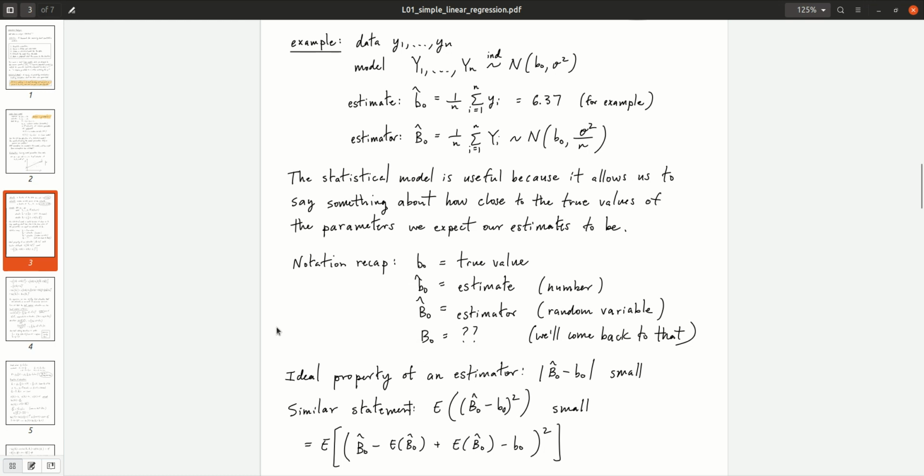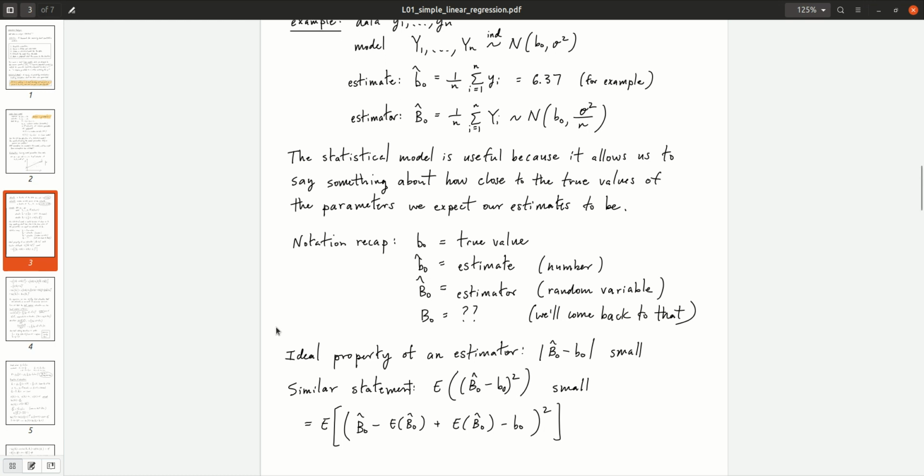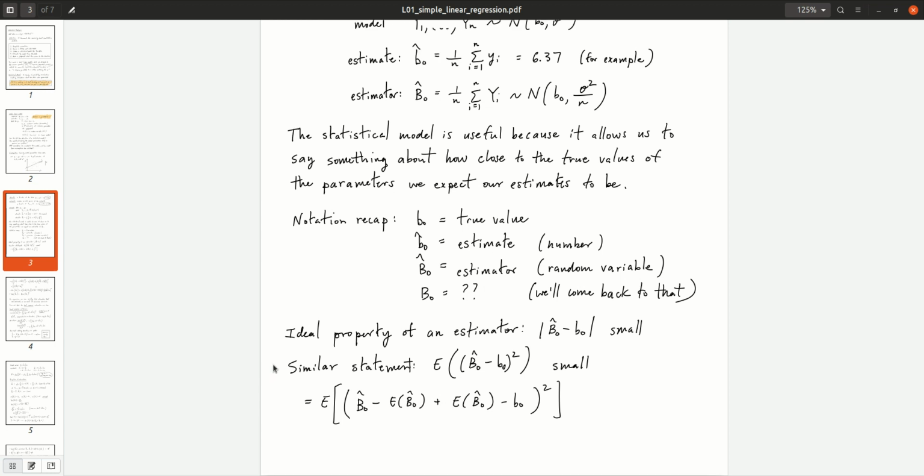All right, so what is an ideal property of an estimator? What we like is that the difference between the estimator and the true value is small. A similar statement to that is I could take the difference between the estimator and the true value and square it. And so if something is small, then the square of it is small. And so if the expected value of this thing is small, then we can think of that as a good estimator. All right, let's do some calculations here.